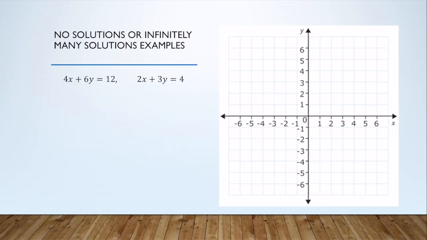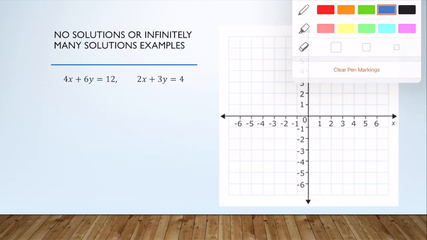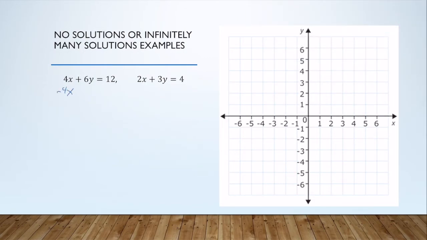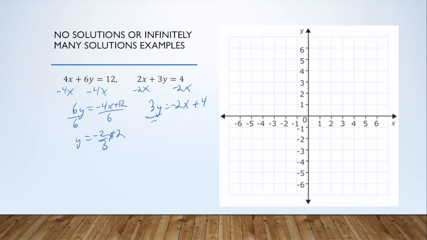For this next example, again, let's go ahead and solve for y, and then we'll be experts at it. So I'm going to subtract 4x from both sides. 6y equals negative 4x plus 12. Divide both sides by 6. Y equals negative 2/3 x plus 2, because we simplify our fractions. I subtract 2x from both sides. 3y equals negative 2x plus 4. Divide by 3. Y equals negative 2/3 x plus 4/3.